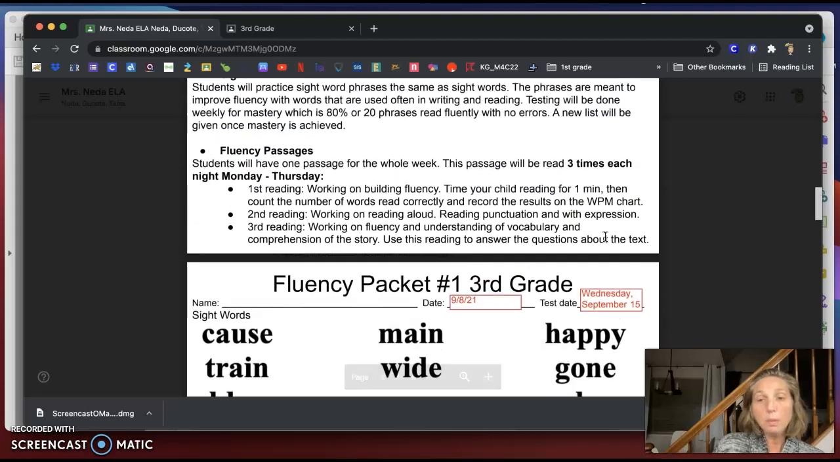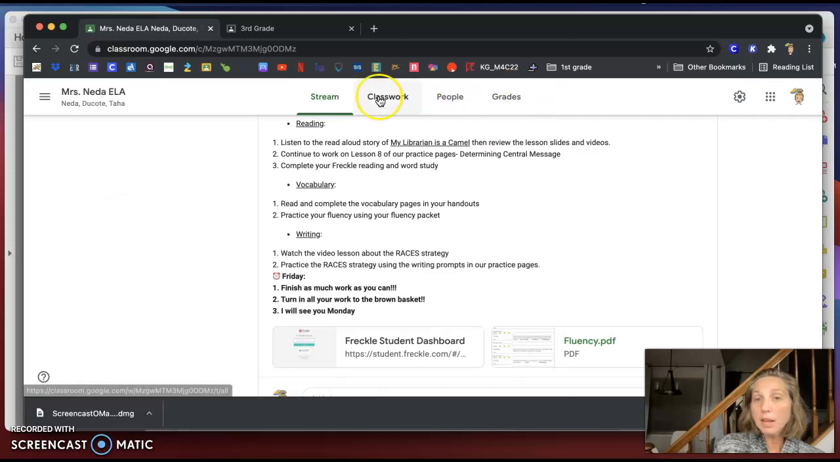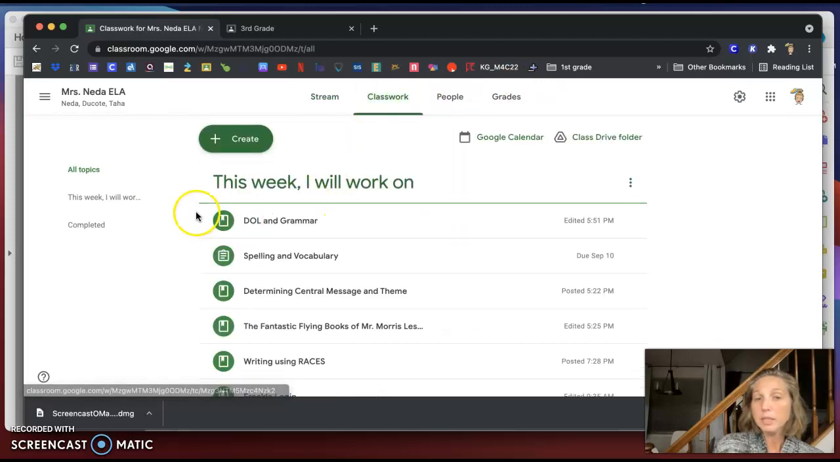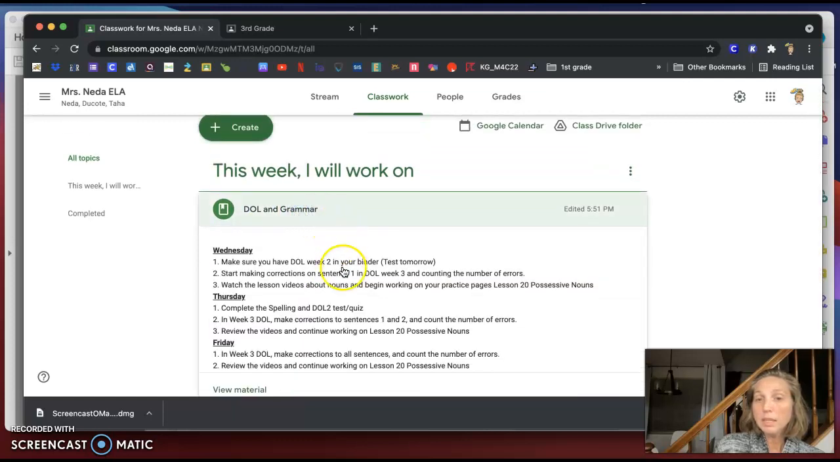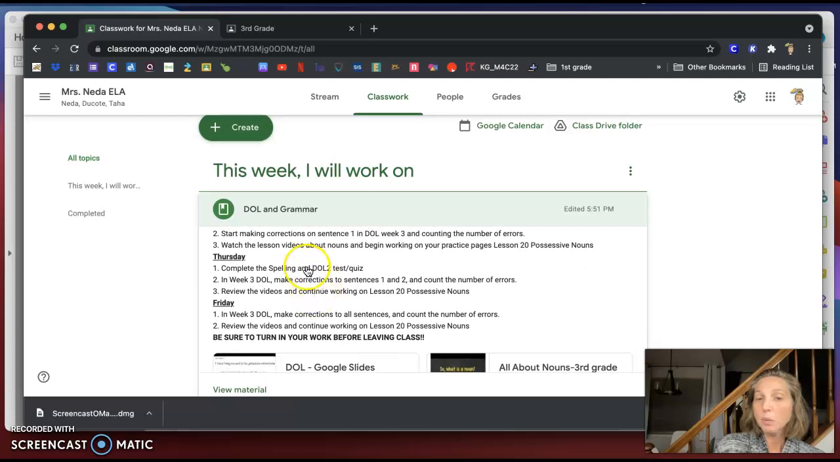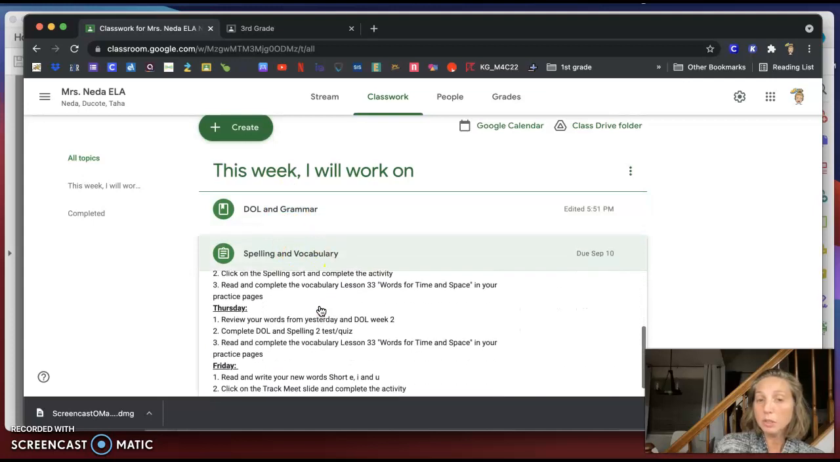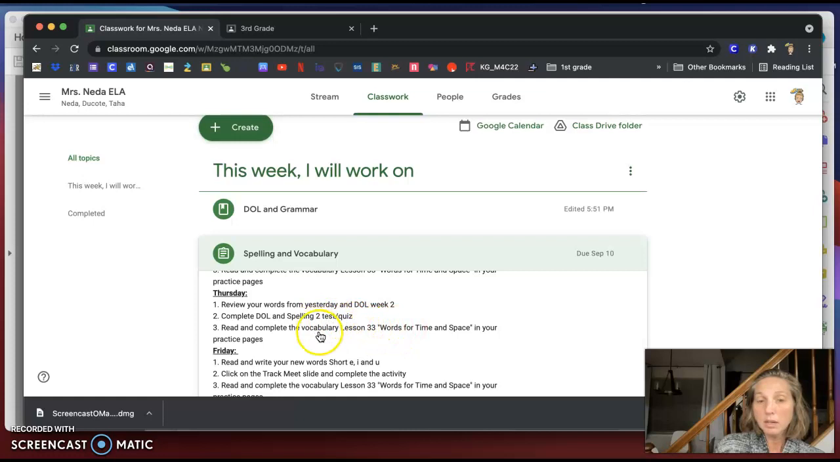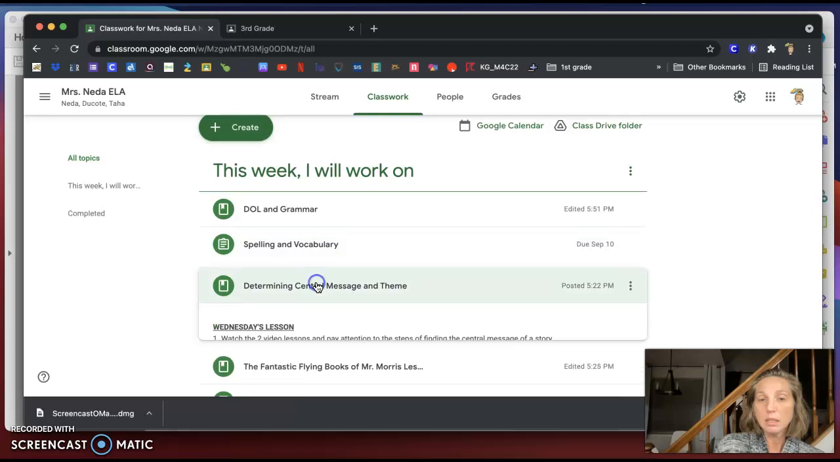Okay, so it goes home, but it comes back to school because if you go to your classwork section, you'll see that it says, this week I will work on. Well, when I get into my lessons that I'm working on, you'll see that in here it's telling you you're going to be working on your DOLs and your grammar. It's telling you that you're going to be working on your spelling. And then look right here. Got to find out where your fluency is.